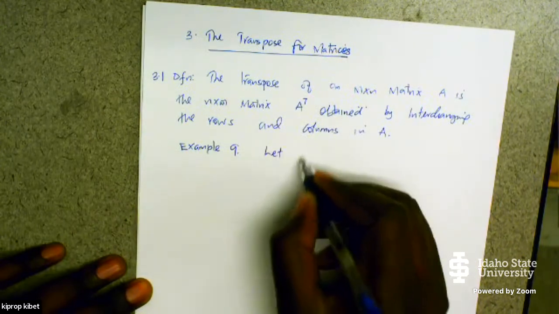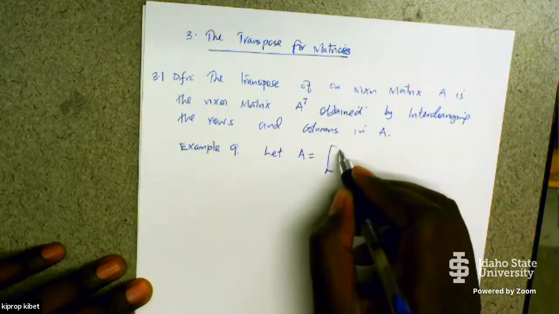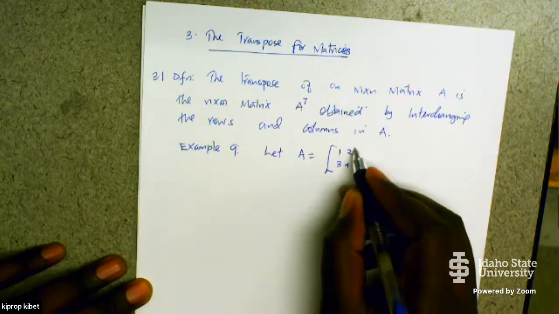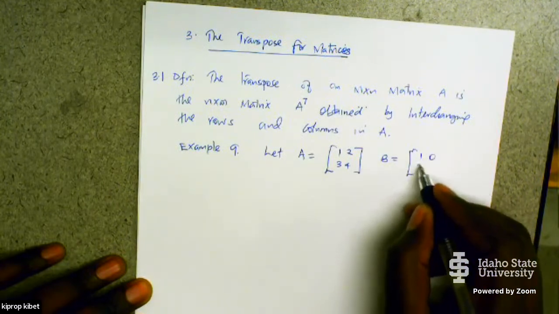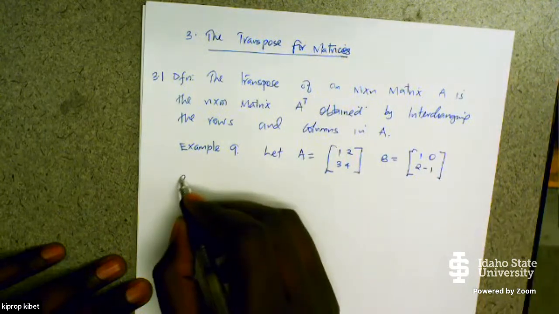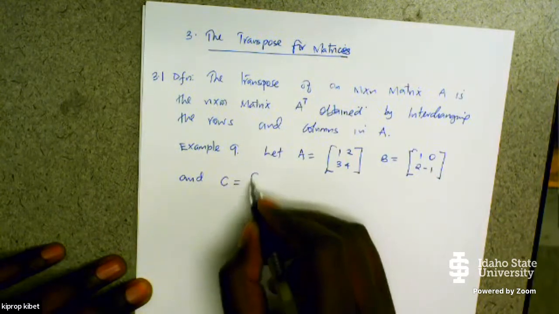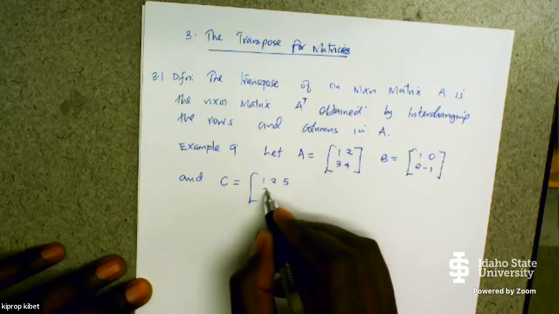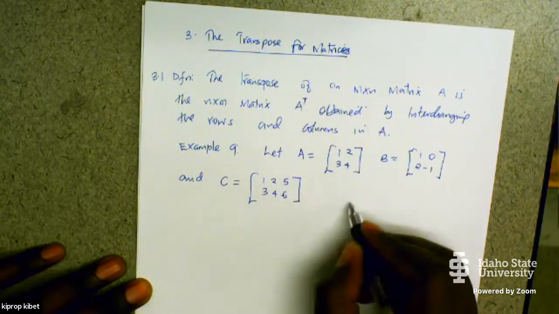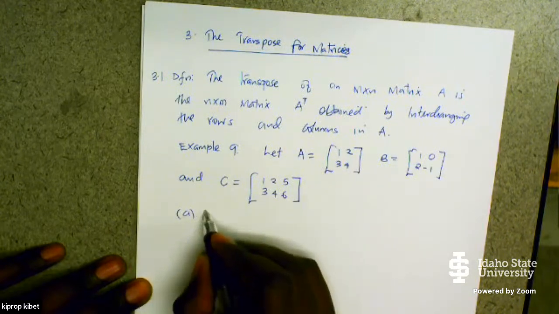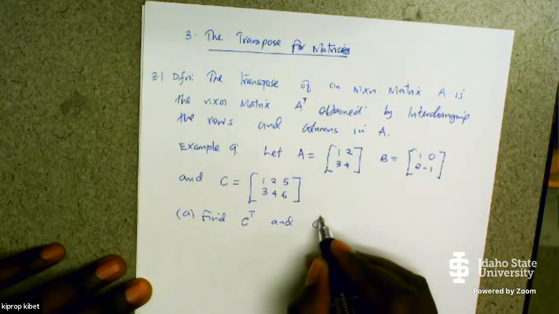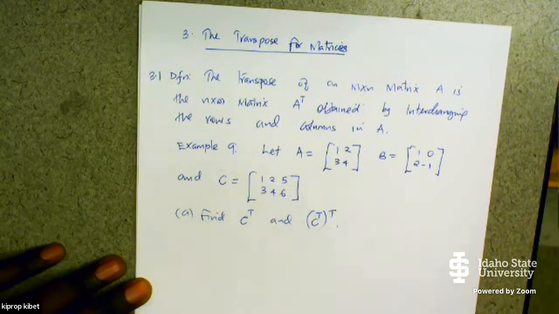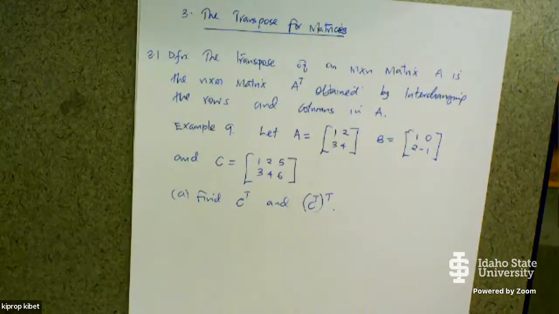If we let A equal [[1, 2], [3, 4]], B equal [[1, 0], [2, -1]], and C equal [[1, 2, 5], [3, 4, 6]]. Number A, find C transpose and C transpose transpose.